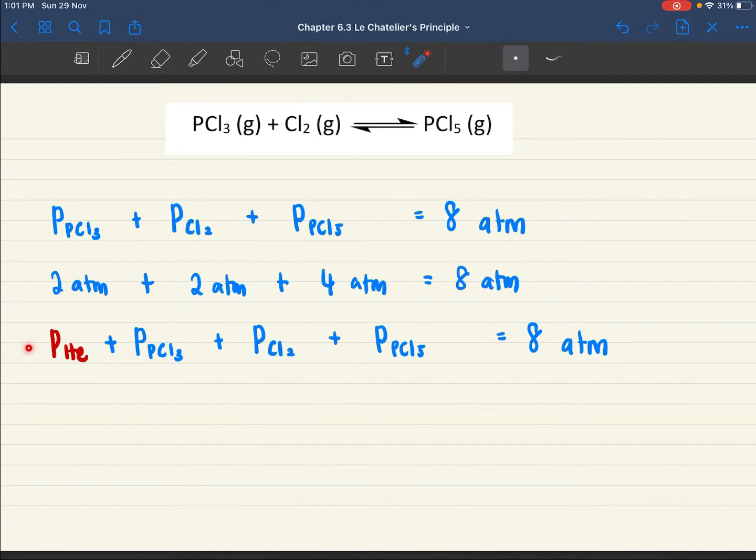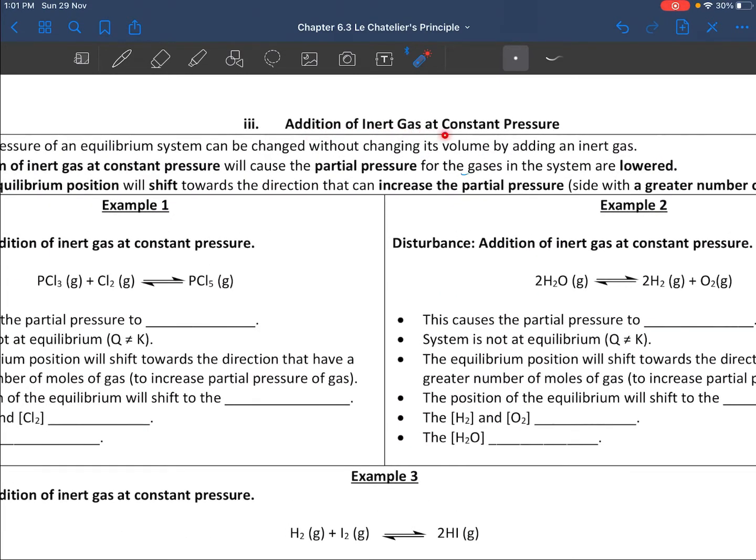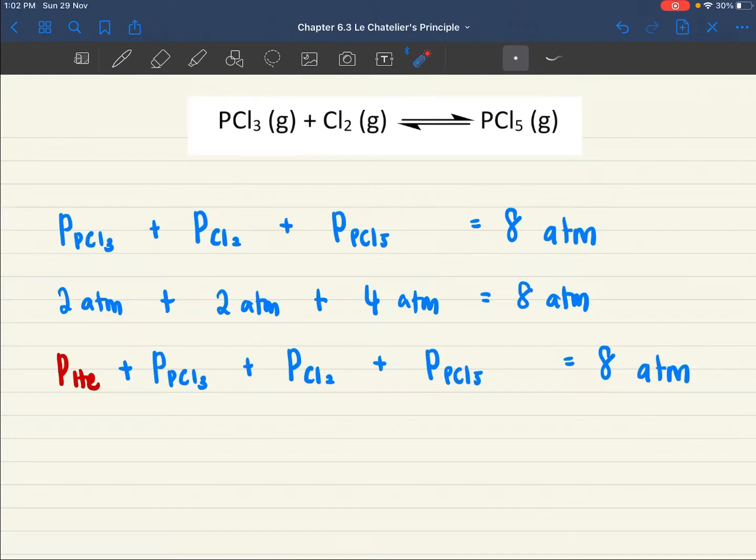Okay, so now saya tambah inert gas, in this case adalah helium. So saya add helium masuk dalam sistem tu. Okay, so walaupun saya tambah helium dalam sistem tu, tapi total pressure dia tetap sama. So kenapa total pressure tetap sama? Sebab kan kita cakap tadi kita add inert gas at constant pressure. Constant pressure tu refer kepada total pressure. So total pressure dia yang sama.